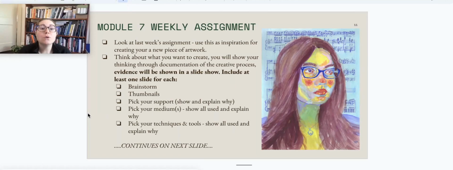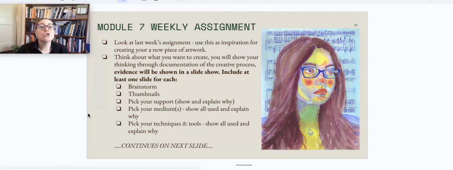Then you are going to pick your support. Each of these is a new slide. On slide 1, you're going to show an image of your brainstorm process, if that was on paper, if that was on the computer, wherever that was done. Slide 2, you're going to show your 6 thumbnails.